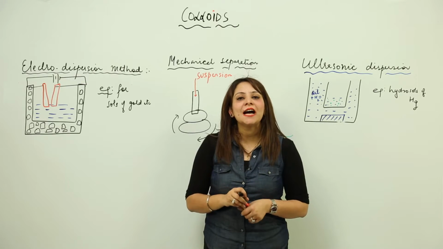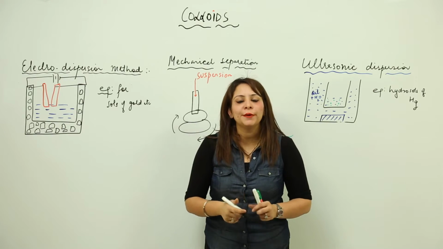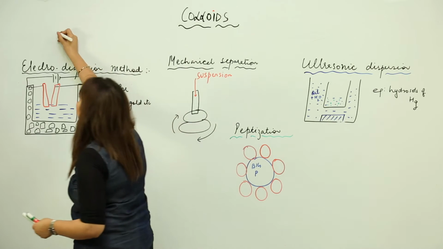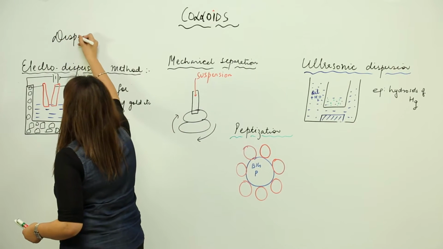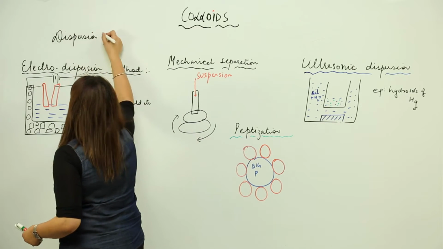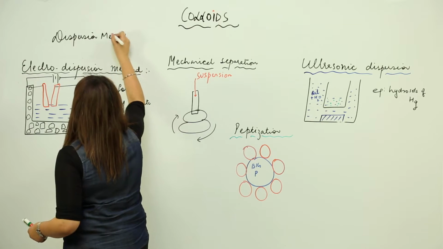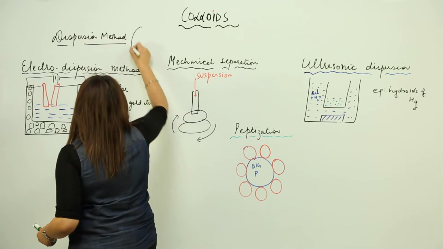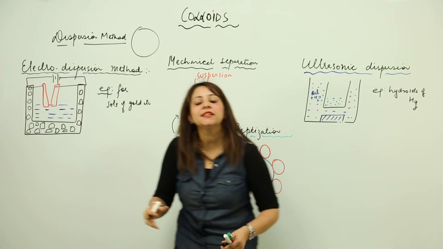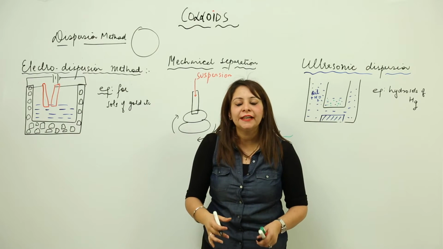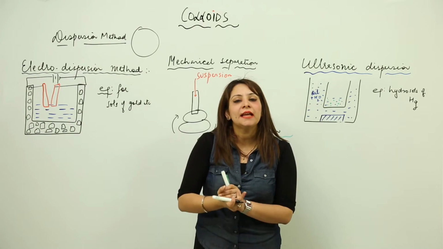Now we are going to start with the first method of preparation of colloid, that is the dispersion method. As I told you, in the dispersion method we have a particle which is bigger in size. That means it is bigger than 1000 nanometer, right? That means the diameter is just bigger than 1000 nanometer.